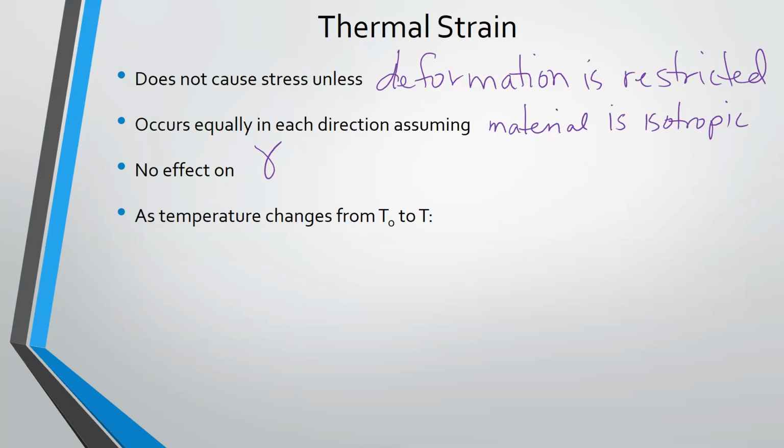You said it doesn't cause stress unless deformation is restricted, and it usually occurs in each direction. What if you have a beam fixed to a wall and it's contracting, so there's a stress on the side that it's attached to but not on this side? That will not cause stress because that one side will stay stationary, but the rest will contract towards it. If you attach it on both sides, now you have stress buildup.